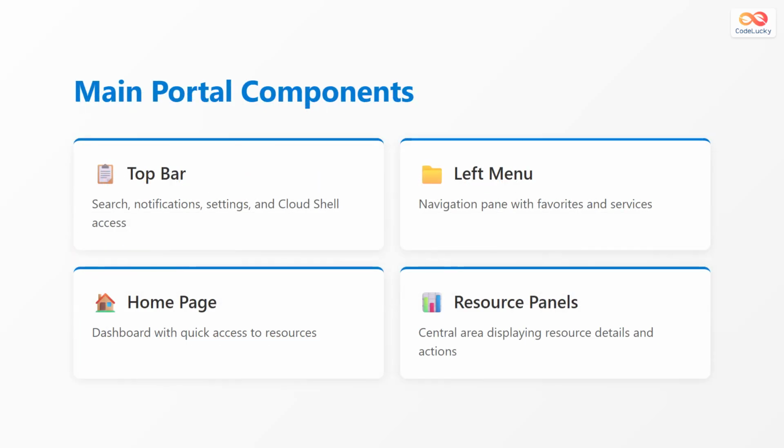The Azure Portal interface consists of four main components. At the top, you'll find the top bar, which contains search functionality, notifications, settings, and access to Cloud Shell. On the left side is the navigation menu, which includes your favorites and all available services. The home page displays your dashboard with quick access to frequently used resources. Finally, resource panels occupy the central area, showing detailed information and actions for your selected resources.